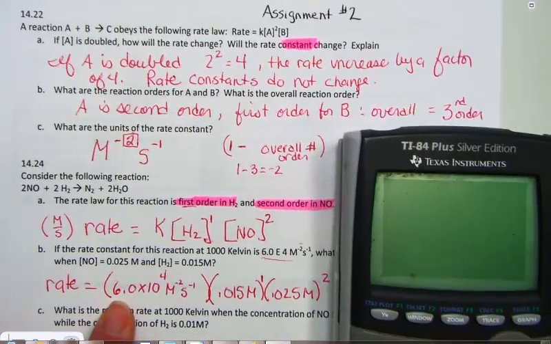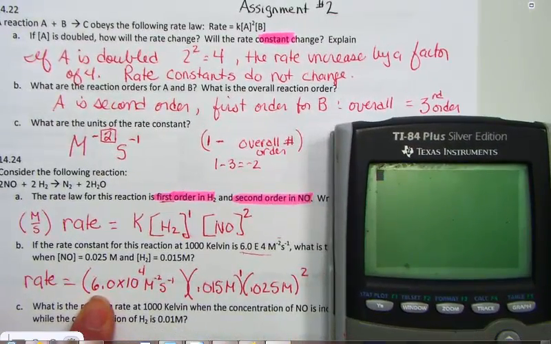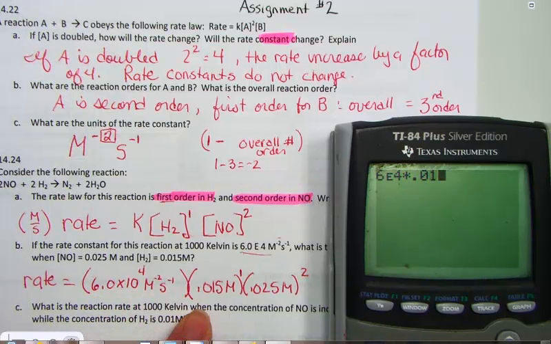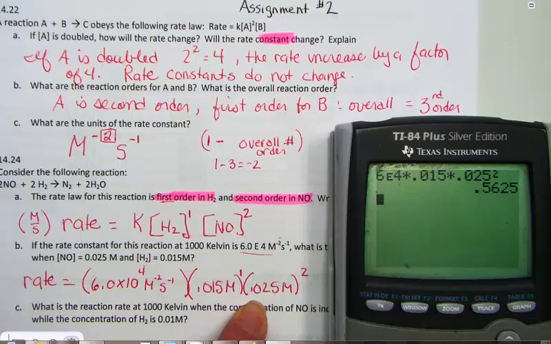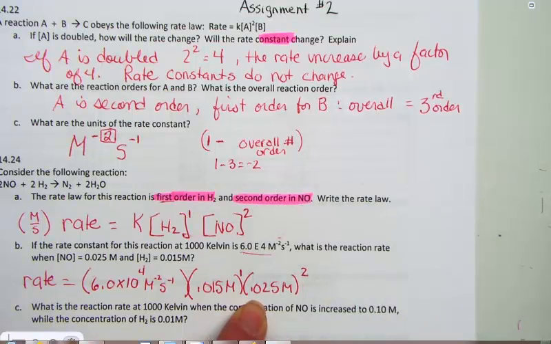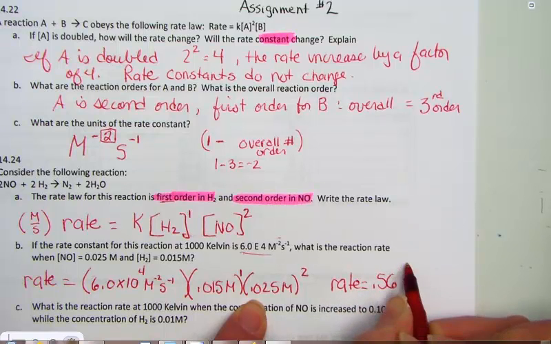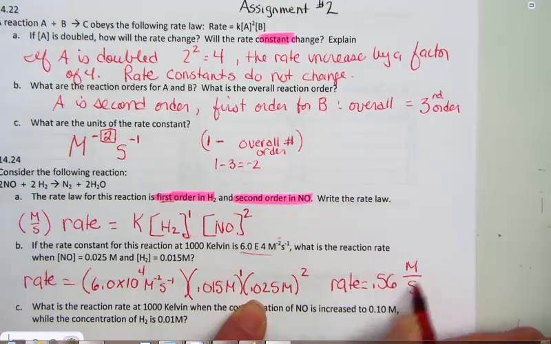We have our rate constant, 6.0 raised to the fourth power, times 0.015, times 0.025 squared, and we get an answer. That answer I have is 0.5625. I'll just carry 2 decimals. So rate is equal to 0.56 molarity per second.